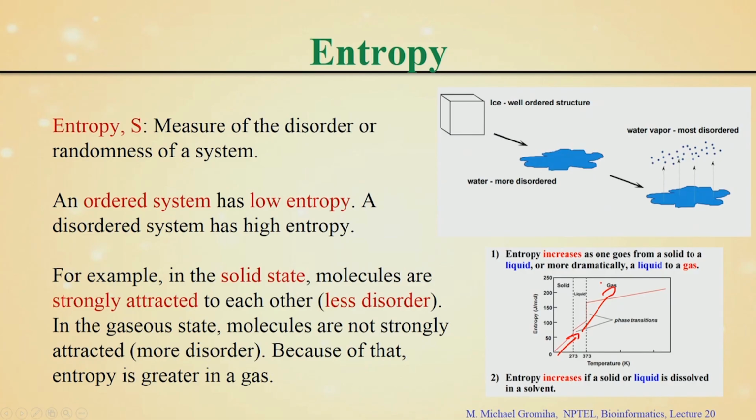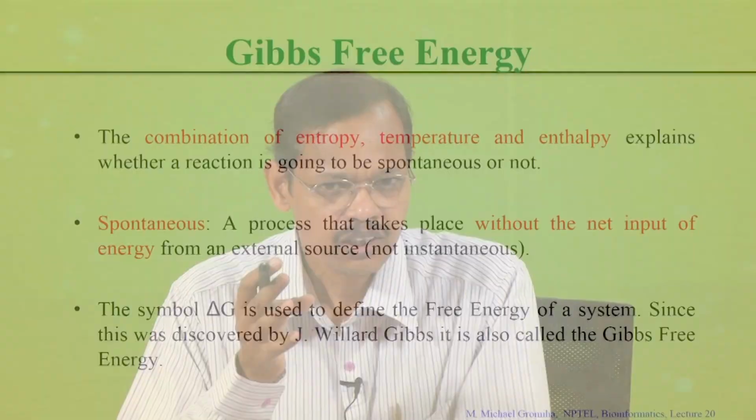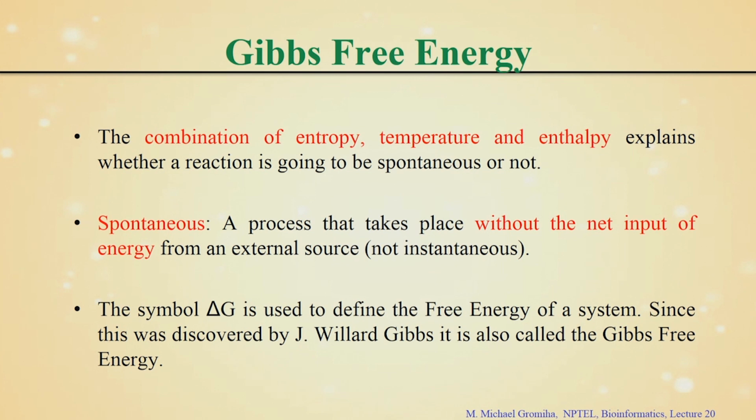Now, if we have the enthalpy and the entropy, along with the temperature, we can explain the free energy, that is called Gibbs free energy. This free energy is spontaneous if there is a net input of energy. We use the symbol delta G to define Gibbs free energy, and we use the word Gibbs because it was first discovered by J.W. Gibbs. This is the reason why we call this Gibbs free energy.